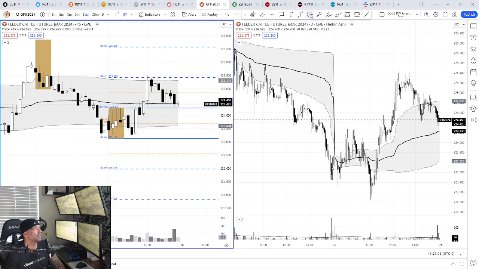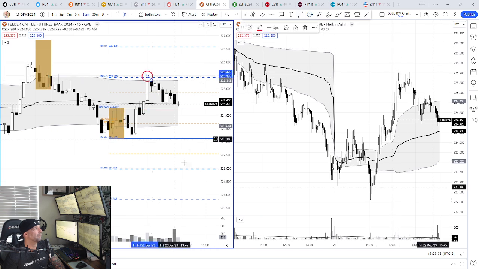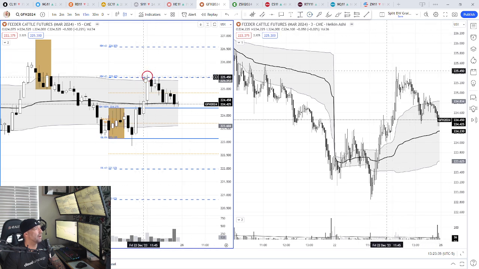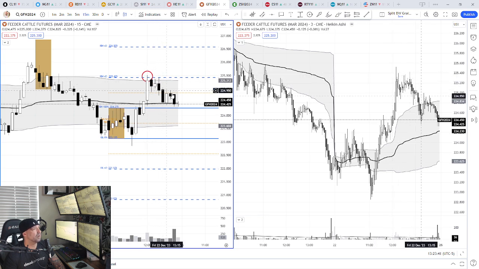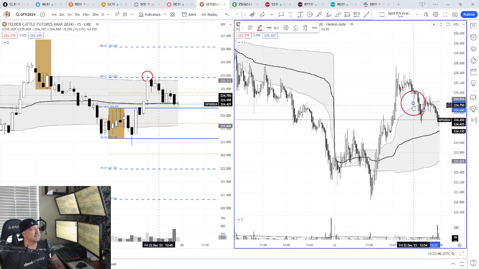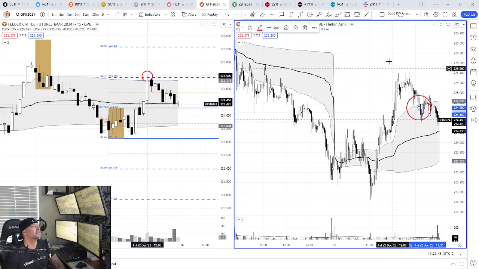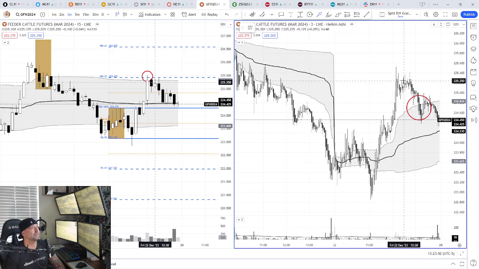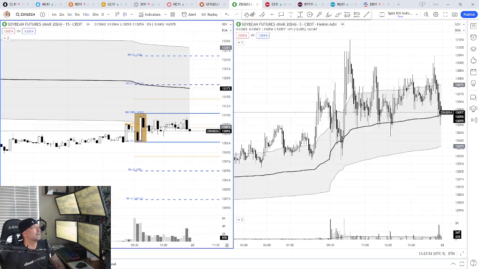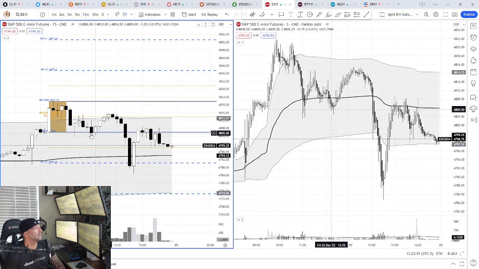And where did we go to? IB high, 2x plus value area high on the weekly. So that was a nice setup short. Could have taken that back down to value area high on the session VWAP. So that would have been a nice trade. Soybeans stayed in initial balance, no trades.